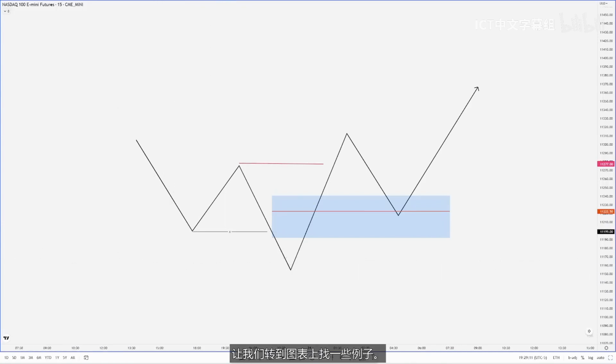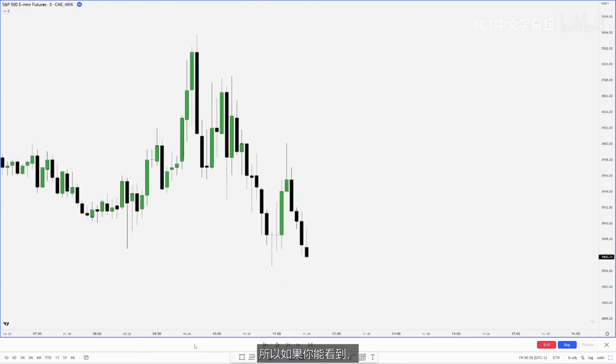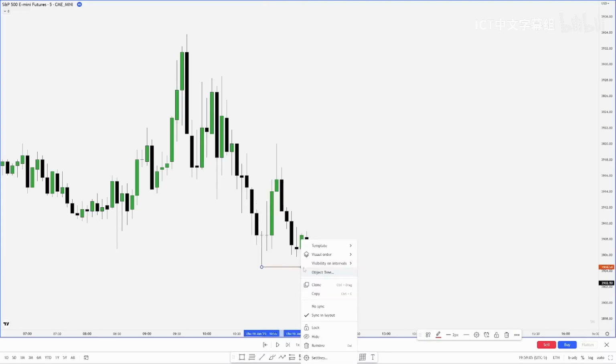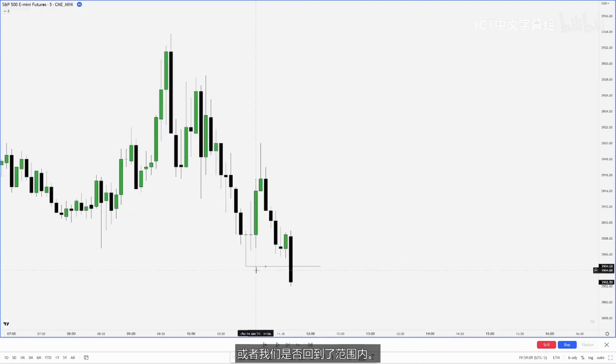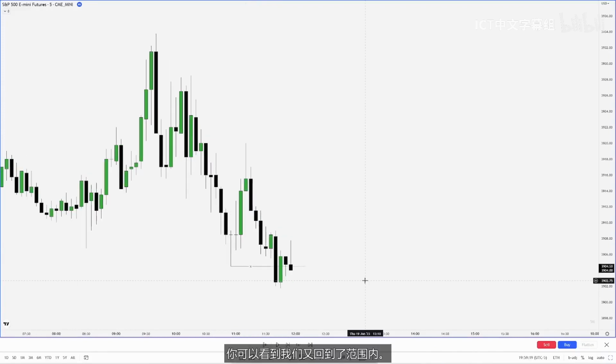and find some examples. For our first example, we are going to be looking at an example of a bullish order block. So we are on the 5-minute ES chart here, and we will replay price. So if you can see, we are moving down. We just broke this low. We want to see if we displace below it or if we come back into the range. As we continue ahead, you can see we are coming back into the range.